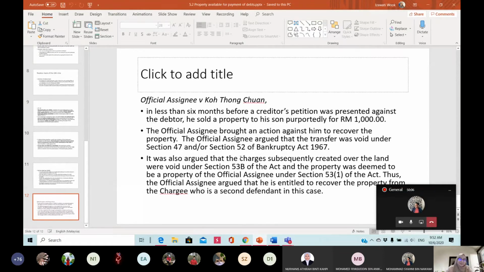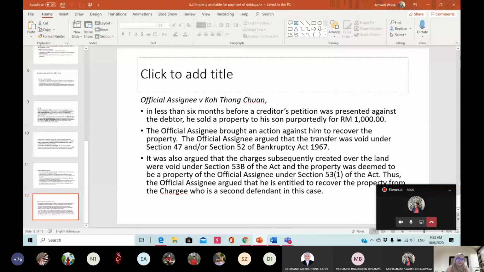So this is part of the implication of Section 47, and the property was deemed to be a property of the official assignee under Section 53 of the Act. Thus, the official assignee argued that he is entitled to recover the property from the chargee, who is the second defendant in this case. Okay, so in this case, the doctrine of relation back applies.